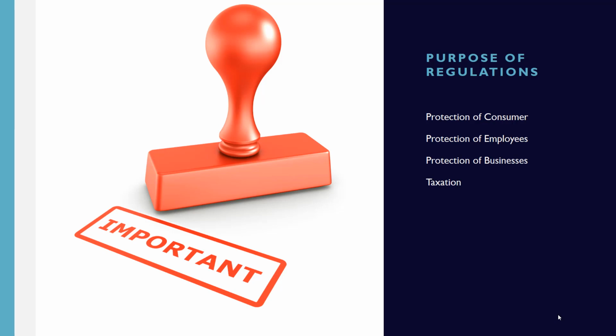There are regulations to protect your employee in terms of fair treatment and human rights, as well as protecting them from workplace injury. There are regulations to protect the business, such as intellectual property, that will be covered in Module 9. And there is a taxation component, but this is definitely a secondary purpose.